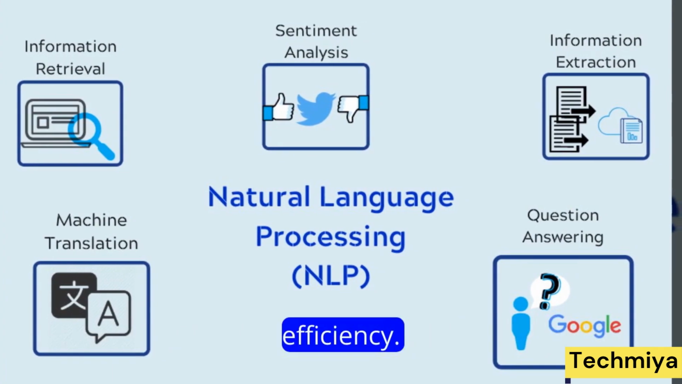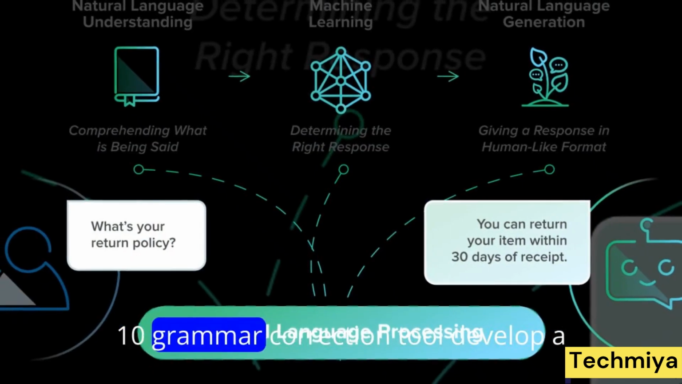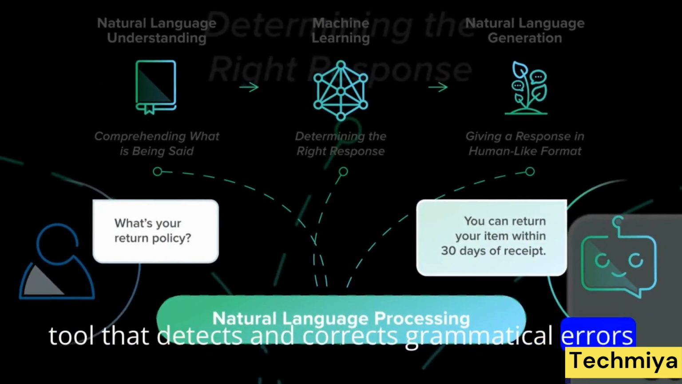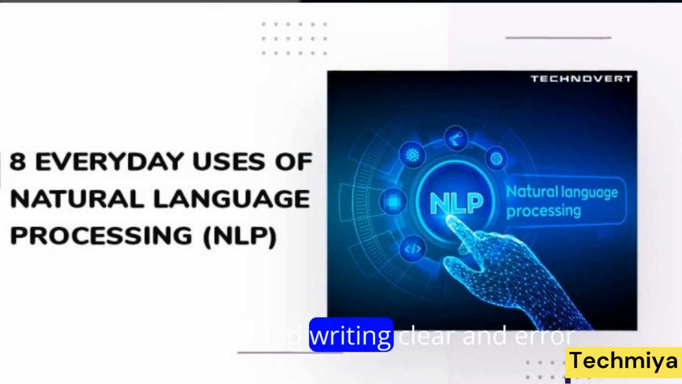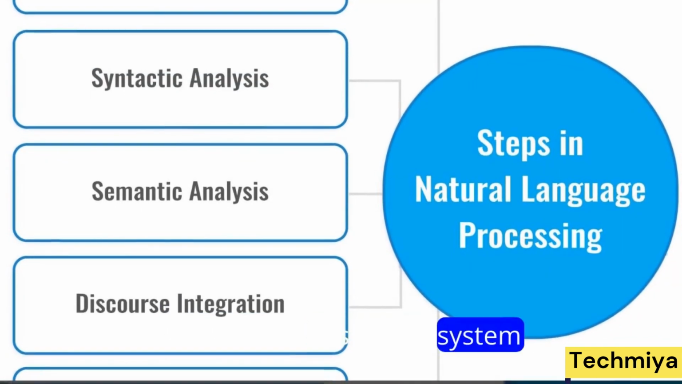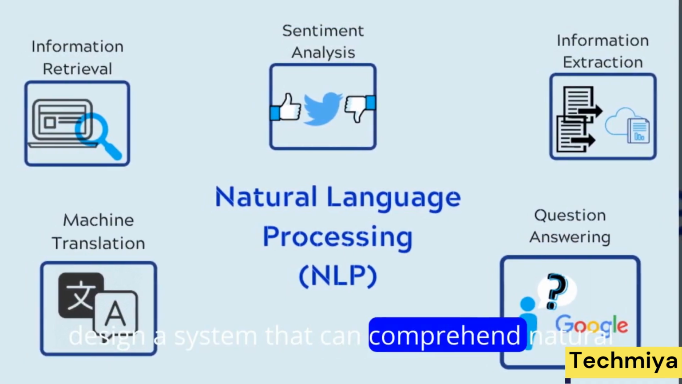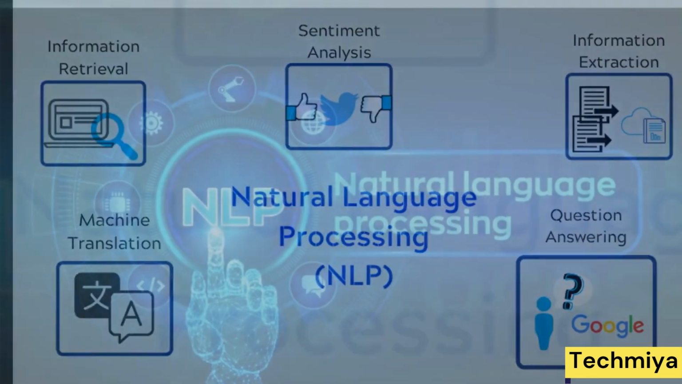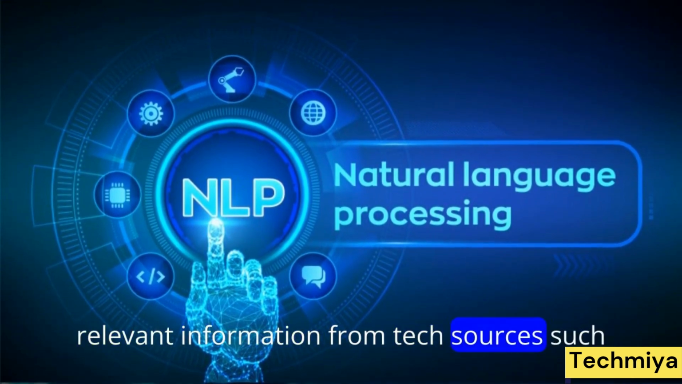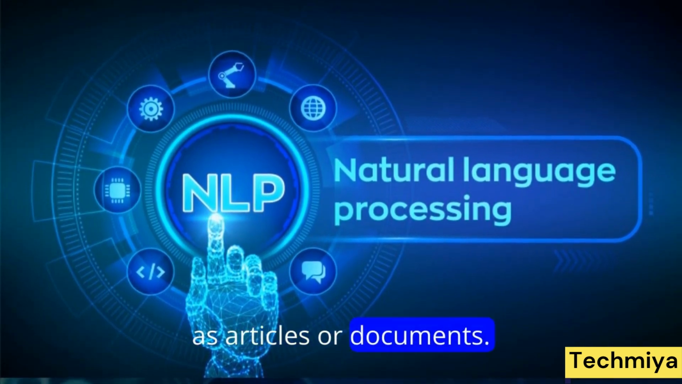10. Grammar correction tool. Develop a tool that detects and corrects grammatical errors in text, aiding users in writing clear and error-free content. 11. Question answering system. Design a system that can comprehend natural language questions and provide accurate answers by extracting relevant information from text sources, such as articles or documents.